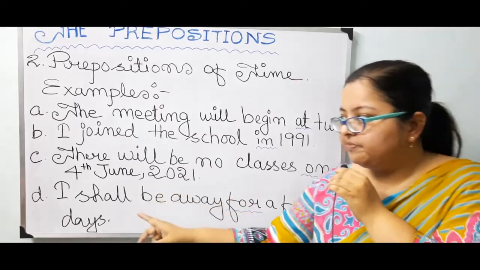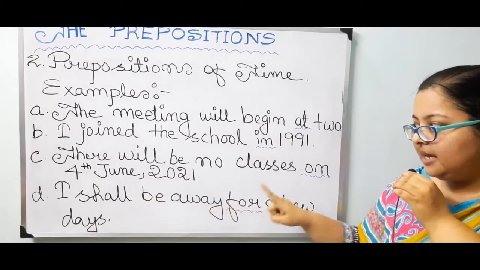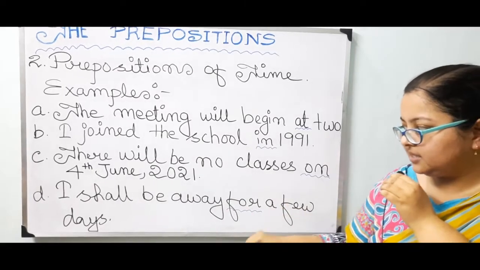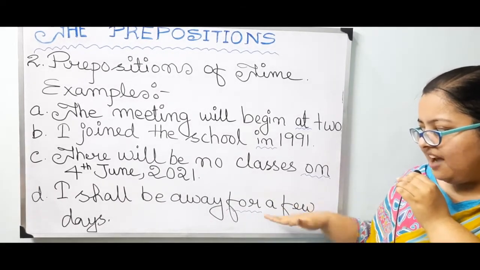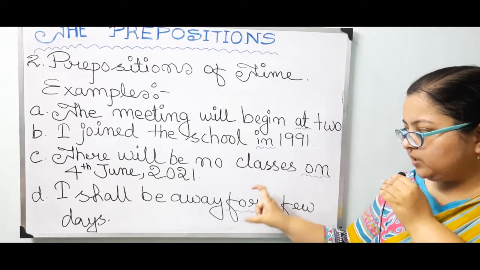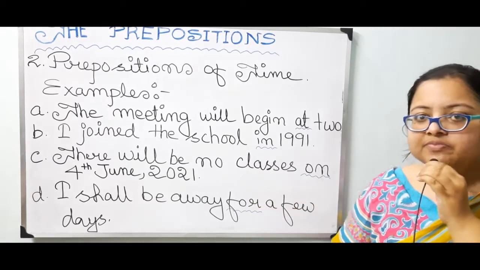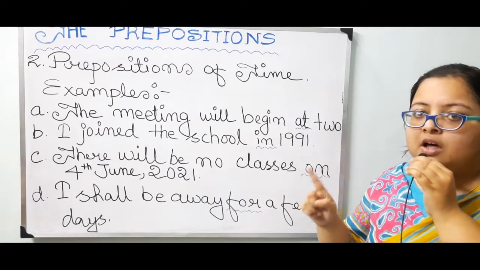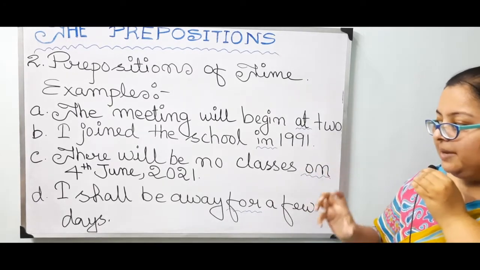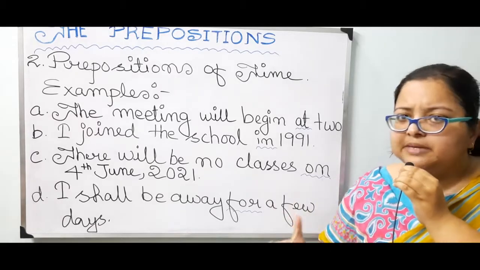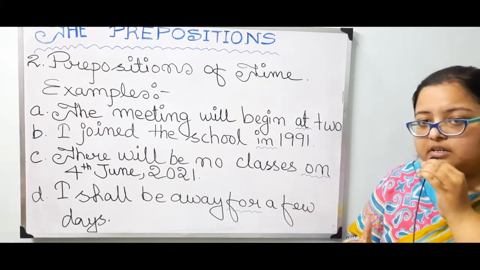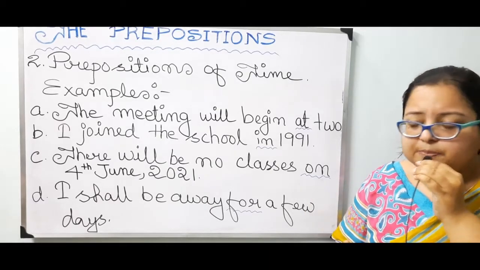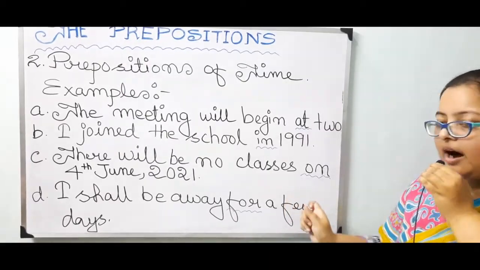Next, number D. I shall be away for a few days. Now, "for a few days." Now, students, "for" is indicating over here the preposition of time, because "I will be away" means I will not be here. Okay? For a period of time, suppose. So, for a few days.